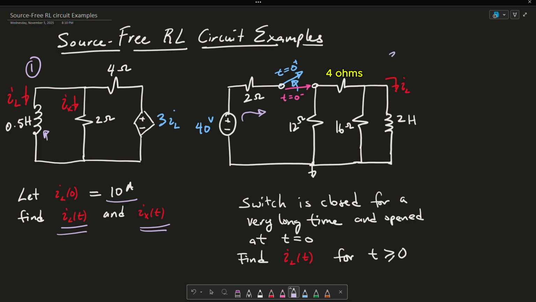And then the second example is asking us, if we've connected a switch where t is less than 0 and it's charged up my inductor, this 2 henry inductor, and then we open up the switch where t is greater than 0, find the natural response iL(t) for t greater than or equal to 0. If you want to pause the video and try to solve this on your own and come back to see if you got the correct answer, feel free to do so.